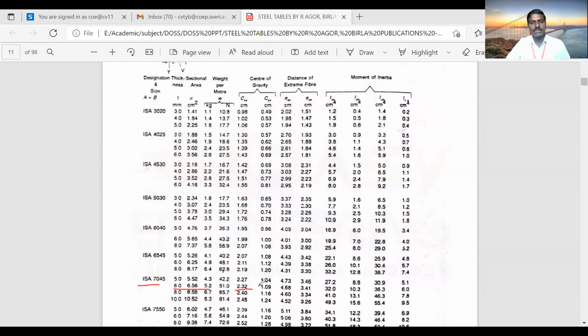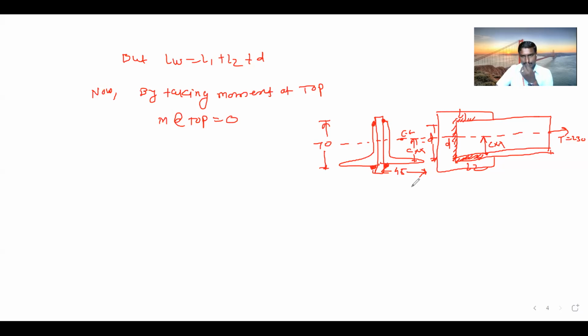It means if we multiply by 10, 1 centimeter is equal to 10 mm. If we multiply by 10, it will be 23.2. Got it, everyone? So here CXX is equal to 23.2 mm. Okay. First we will take moment at top.